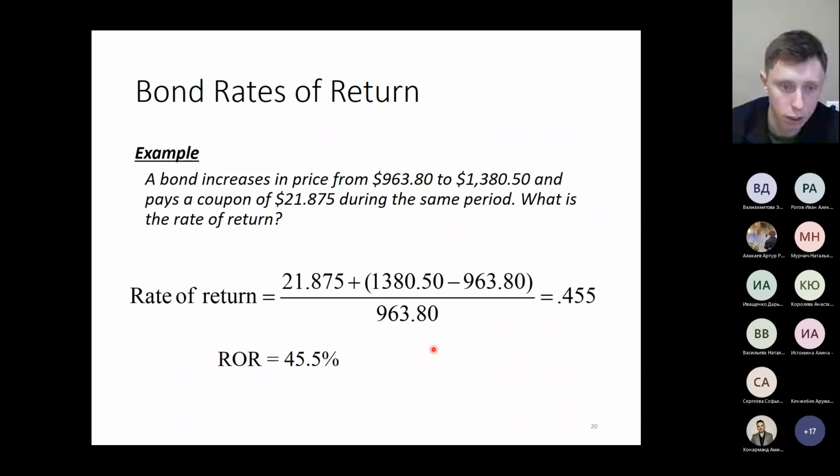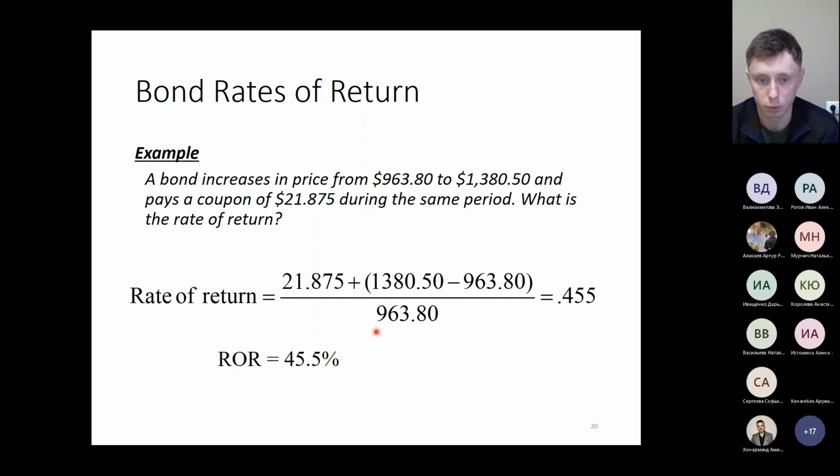This is an example here. The prices here are taken from the financial crisis period, and they are not very typical, but sometimes you can make even such returns on bonds, but usually they are much lower. Please keep this in mind. The bond increased in price from 963.8 to 1,380.5. And there is a coupon that you received during this period. What is the rate of return on this investment?